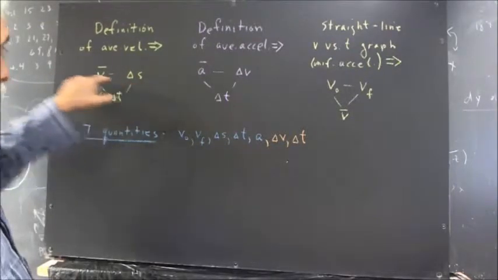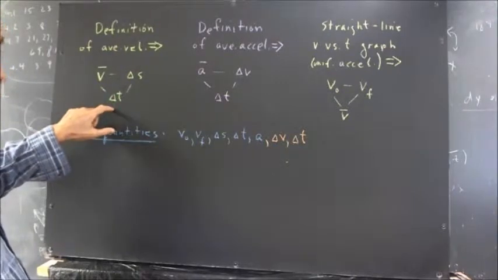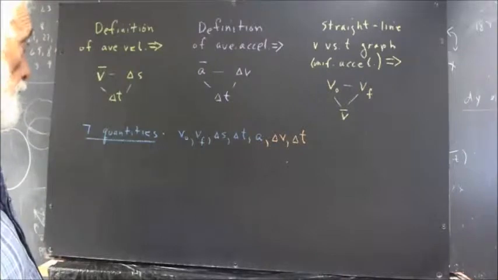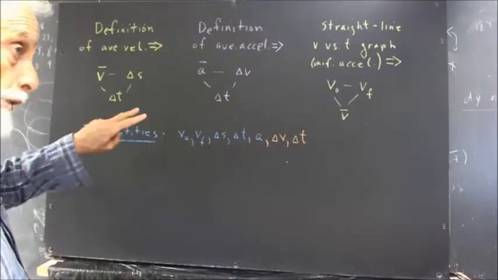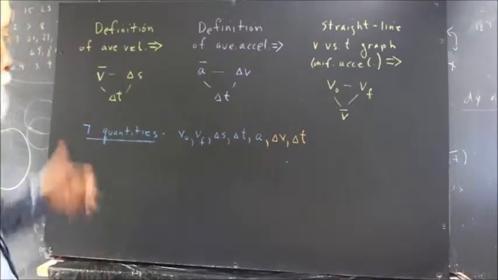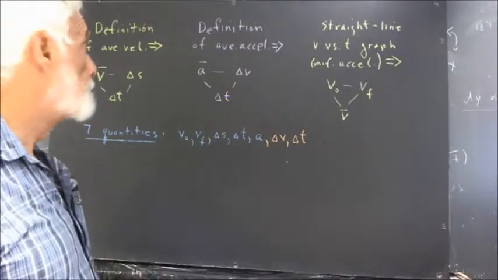So delta s and delta t give us v bar, and delta s can give us delta t, v bar and delta t can allow us to calculate delta s. If we know the values of two of the quantities here, we can find the third in a very straightforward way if we understand the definitions and have a little practice in applying them.